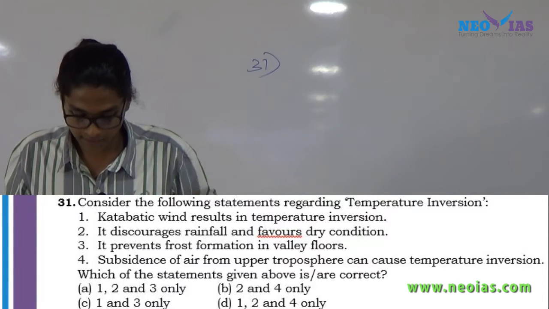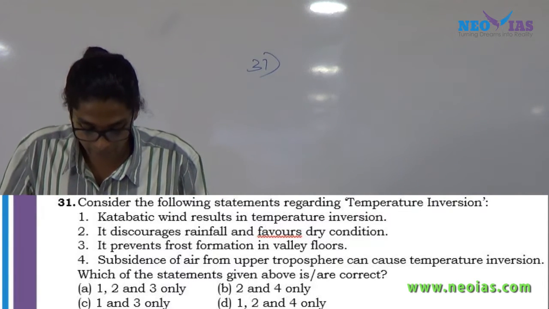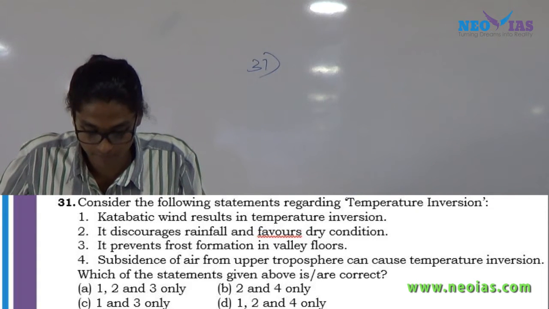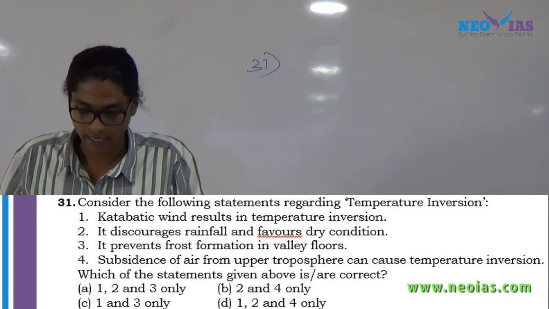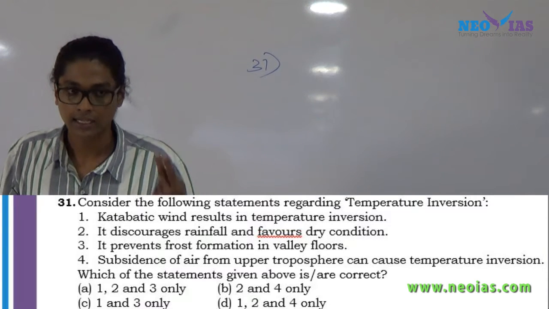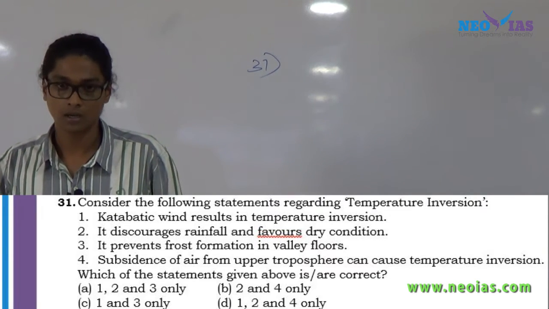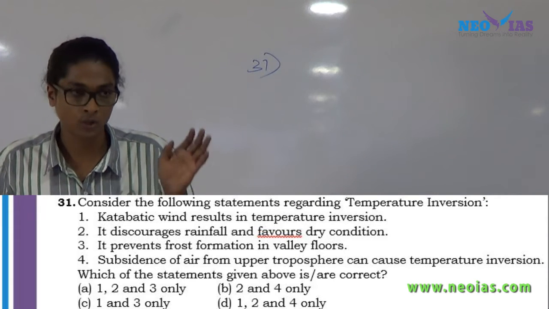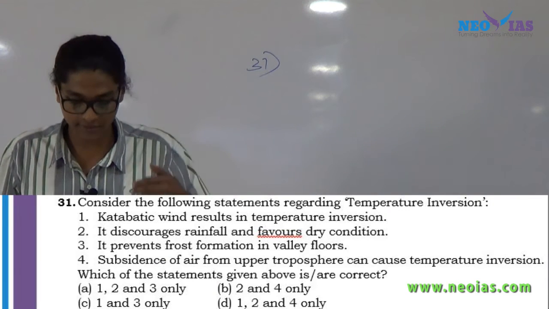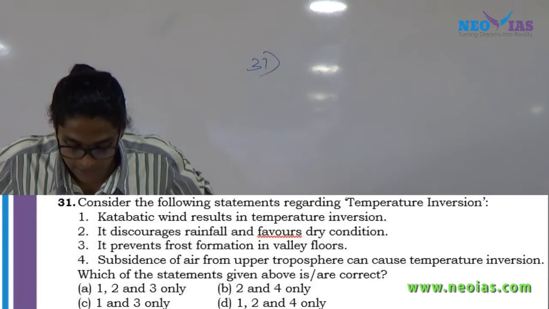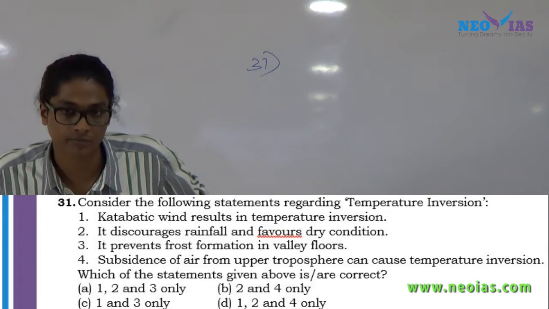Now, if you know the third statement is wrong, you can eliminate A and C. So what is left is B as well as D, and from that itself we will understand that the second and fourth statements are true. Now it all depends on whether the first statement is true or false. Again, go through the first statement. Katabatic wind results in temperature inversion.